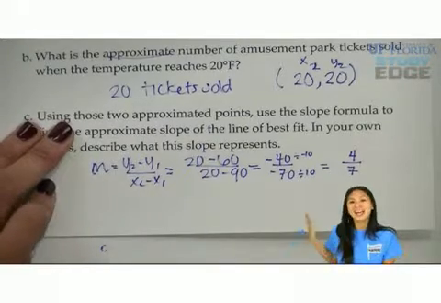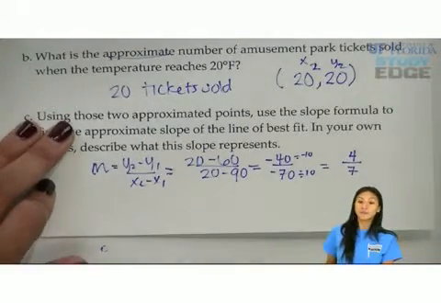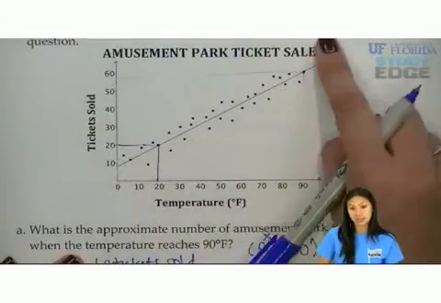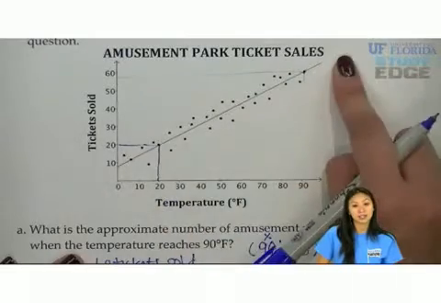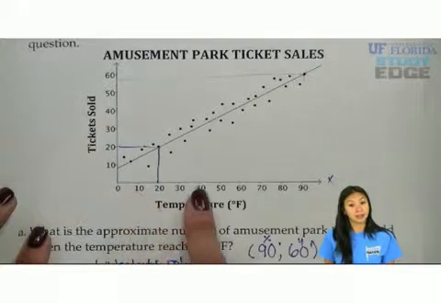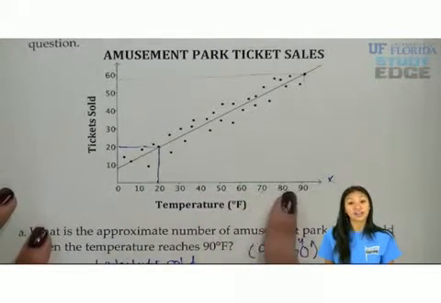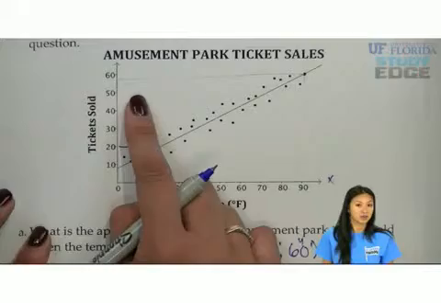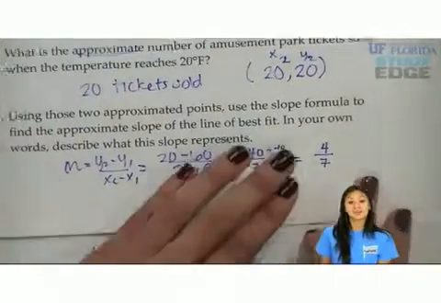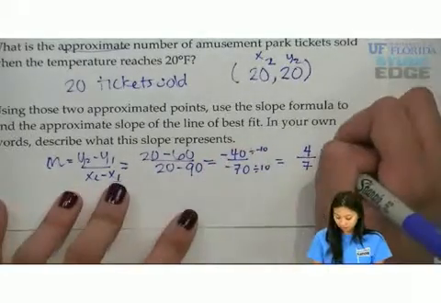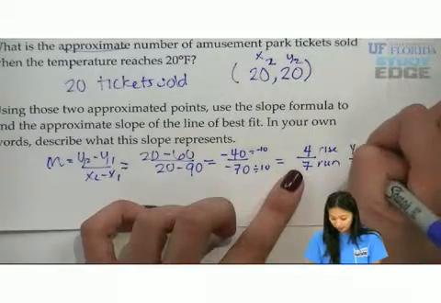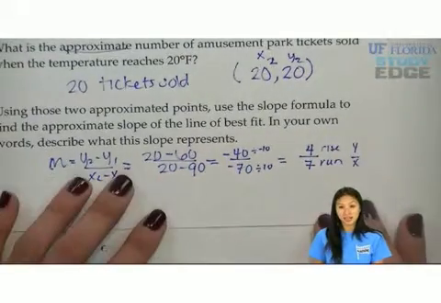All right, so what does that mean? Well, first thing we see, it's a positive slope, which is definitely true. You can see the line is going up. The scatter plot is going up. That means that the more the temperature increases, the hotter it gets, the more tickets are going to be sold, right? It also means for the slope, remember, slope is rise over run, or y over x, the change in y over the change in x.